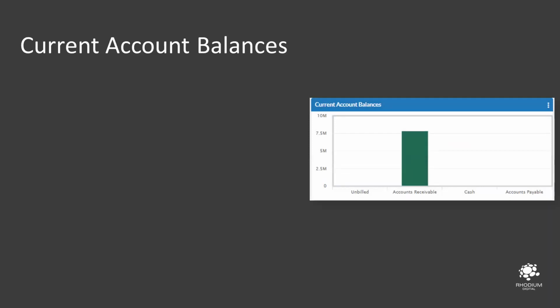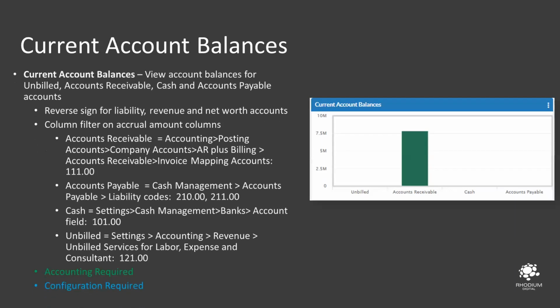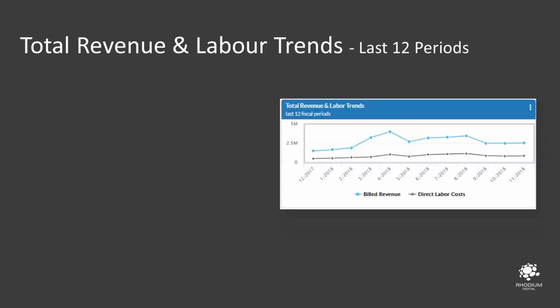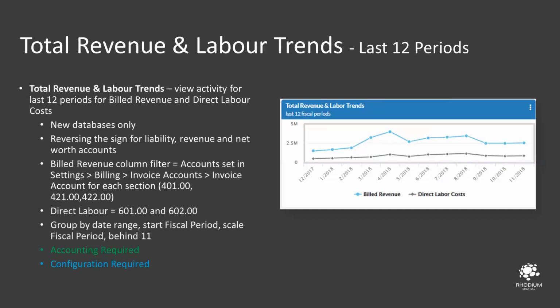Forgive the lack of data on this slide, but another one is the current account balances, simply giving us a tabular view of the balance in various general ledger accounts. We might give the principals the total revenue and labor trends, where graphically we can understand billed revenue and direct labor costs.